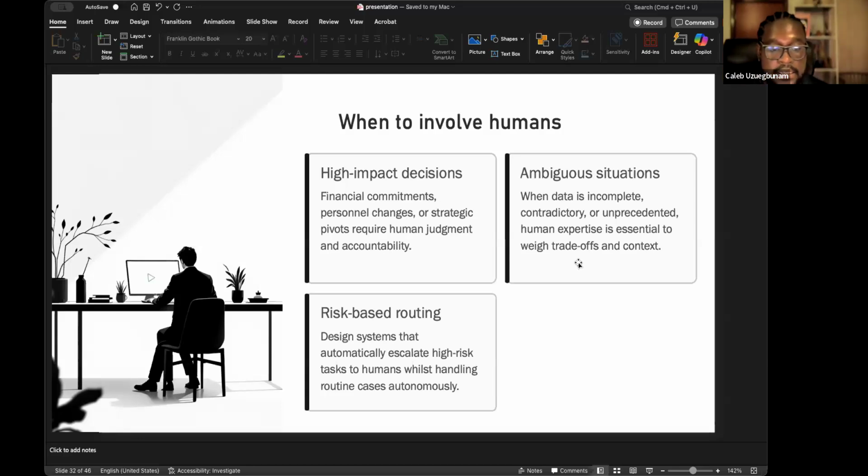Risk-based routing: design systems need to automatically escalate high-risk tasks whilst handling routine cases autonomously. A very good example is we just built a feature into Kenly workflows called breakpoints. What that means is a user can create a workflow and then specify what aspects of that workflow need a breakpoint. And for another user making use of that workflow, what that looks like is that when they run the workflow, it does task 1, task 2, shows the output for each of those tasks.